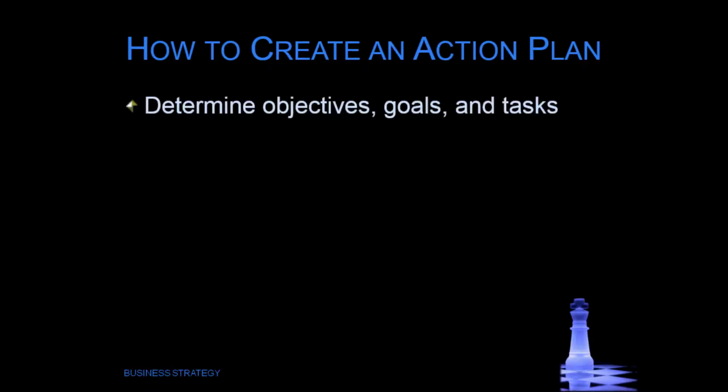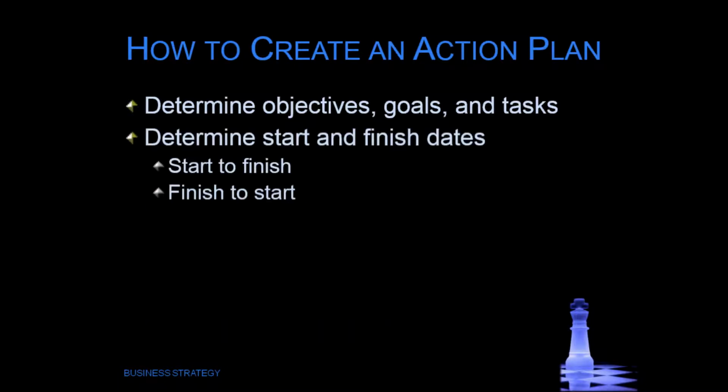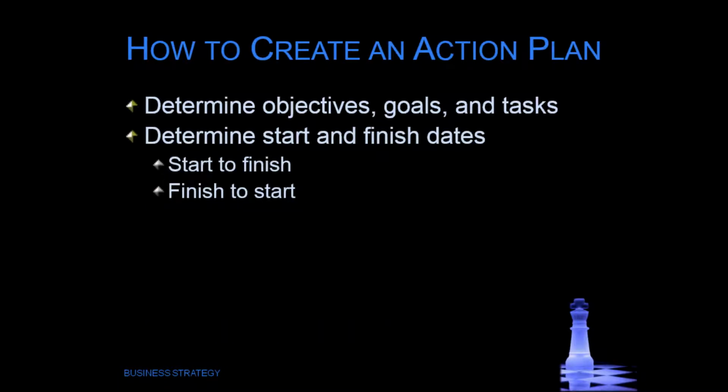Let's talk about how we create the action plan. First, you have to determine your objectives, your goals, and your tasks. Well, actually, you determine your goals first, and then your objectives, and then the tasks. Determine your start and finish dates, and you can either work from the start date to the finish date. In other words, I want to start on March 1st and continue till March 15th. Or you can start with your finish date and work backward into when do I have to have this project started.